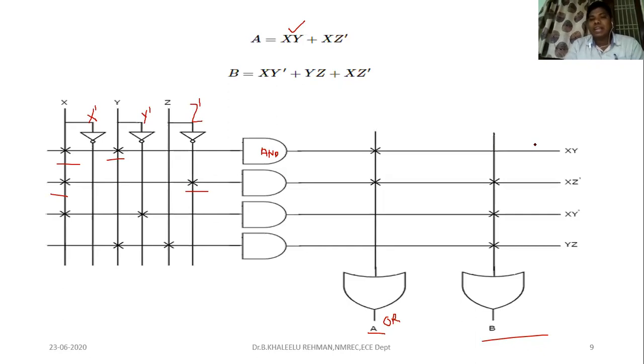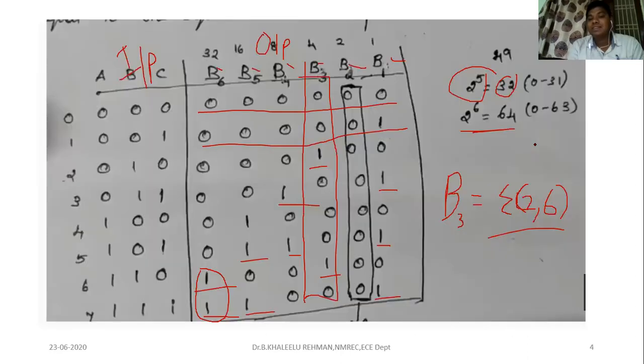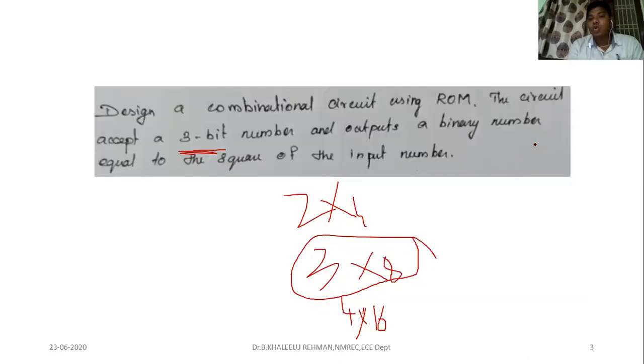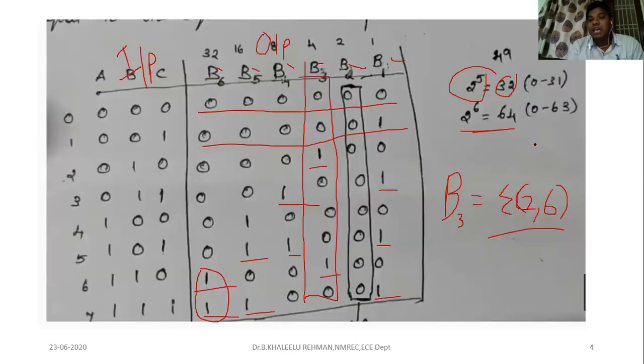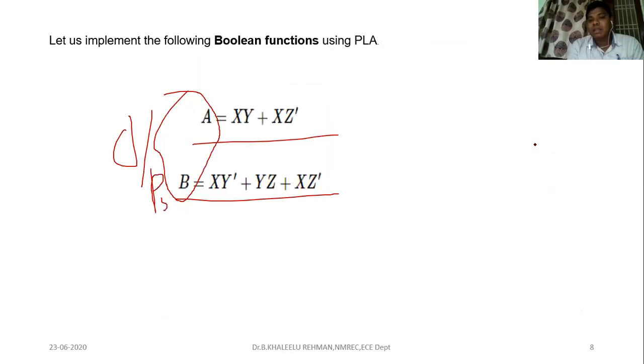There are many more techniques. Here you have been directly given the Boolean expression. In the earlier case, if I talk about a PROM, the design was given and you derived the minterms. Here, the Boolean expression has been given directly. Now we have to implement that Boolean expression by using a programmable logic.